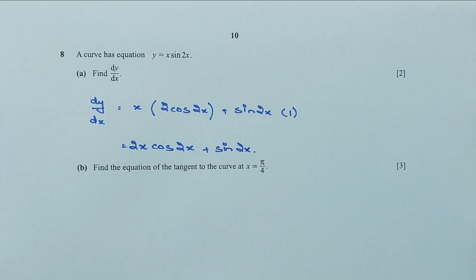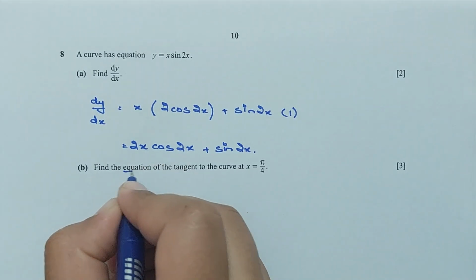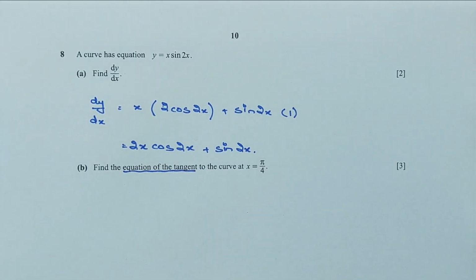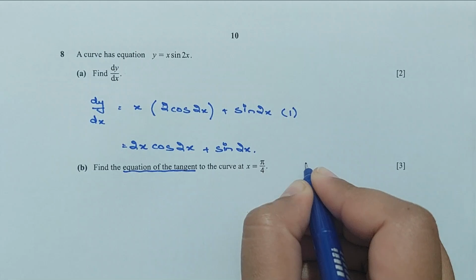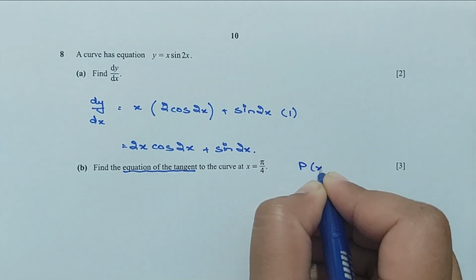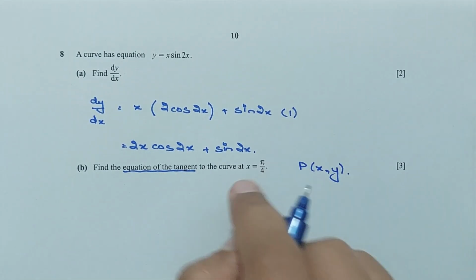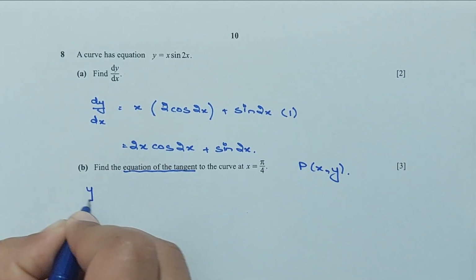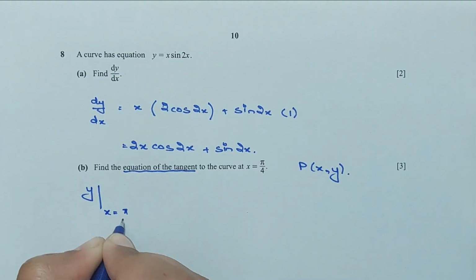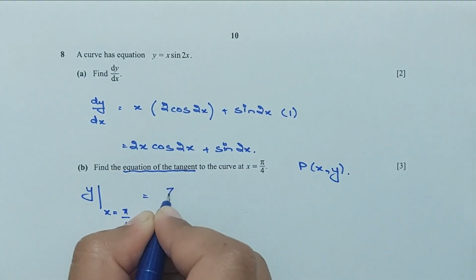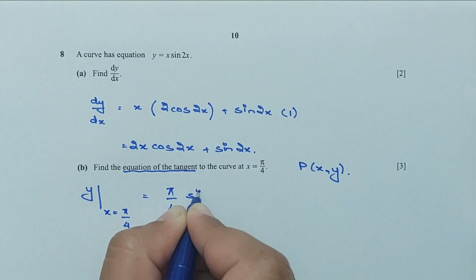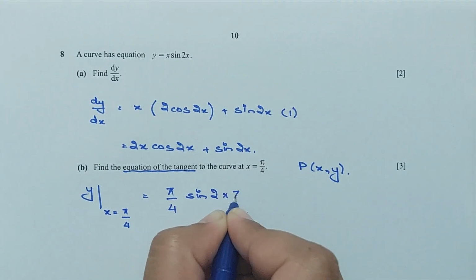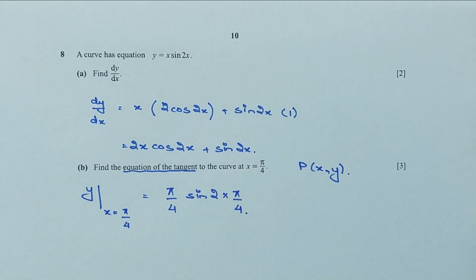Right? Now for the second part B, find the equation of the tangent to the curve at x equals pi by 4. So for the equation of a tangent, we need a point (x, y), right? So the x is pi by 4. We have to solve for y first. So what is y at x equals pi by 4? Put into the curve: pi by 4 and sine 2 times pi by 4.